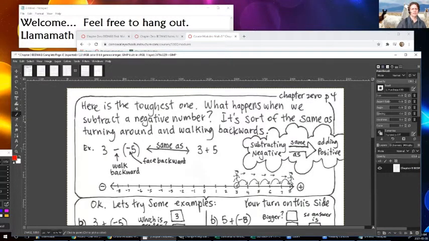Sort of the same thing as turning around and walking backwards. So 3 minus -5. And I put in these brackets only to show you that so it doesn't look like 3 minus -5, and you're like, what the heck is that? Is that 1 minus or not? I put in these brackets just to say that we're saying 3 minus a -5.